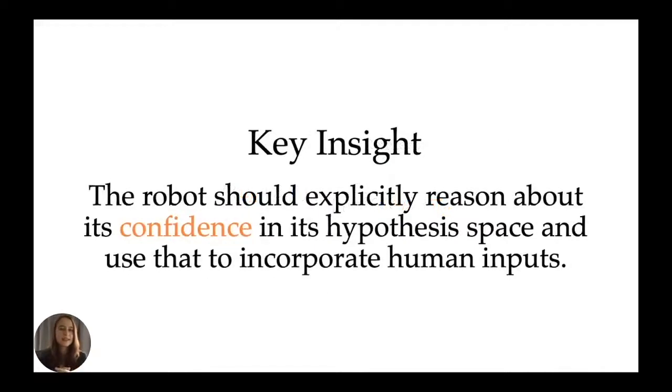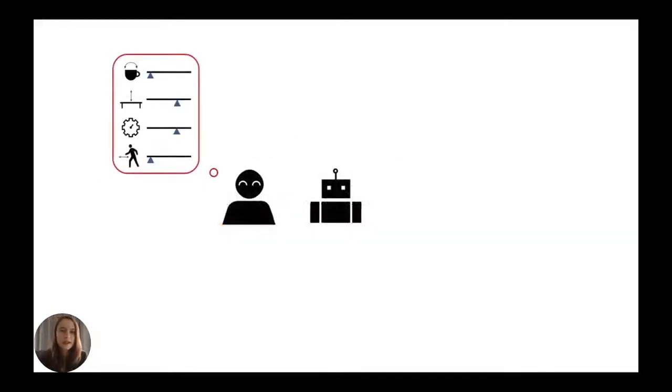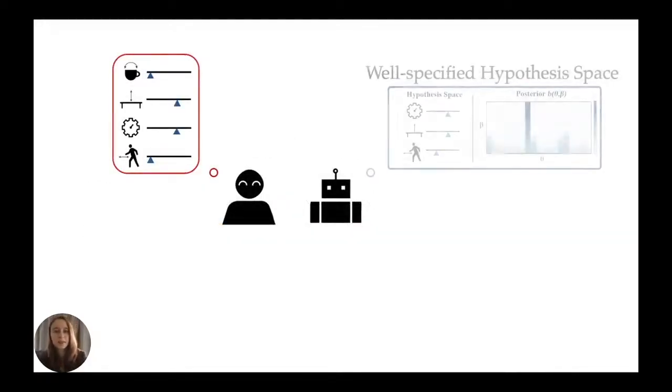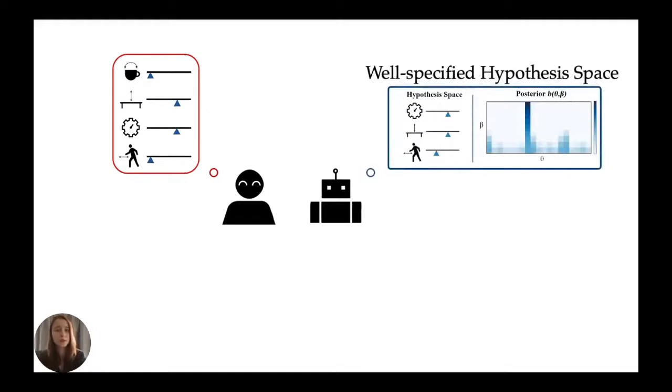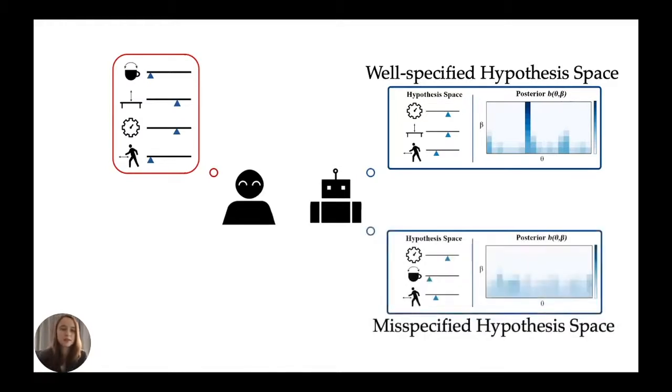Our insight is that the robot should explicitly reason about how well its hypothesis space can explain human inputs, then use that confidence to inform how well it should incorporate them. Concretely, if the robot's hypothesis space is well specified, meaning it knows about what the person wants, our method infers high probability on the correct theta with a high confidence beta. However, if misspecified, the confidence inferred is low for all the hypotheses theta. This allows the robot to know how and when to learn from human inputs.